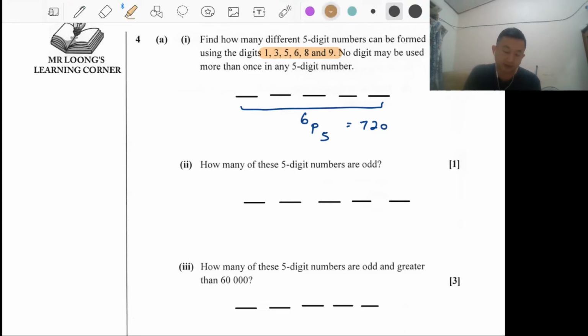How many of these 5-digit numbers are odd? Okay, look at the criteria, odd. To be odd, you only look at the last slot. Which digit makes it an odd number? It's going to be 3, 5, and 1, right? And 9. 1, 3, 5, 9. To make it odd, right? Am I correct?